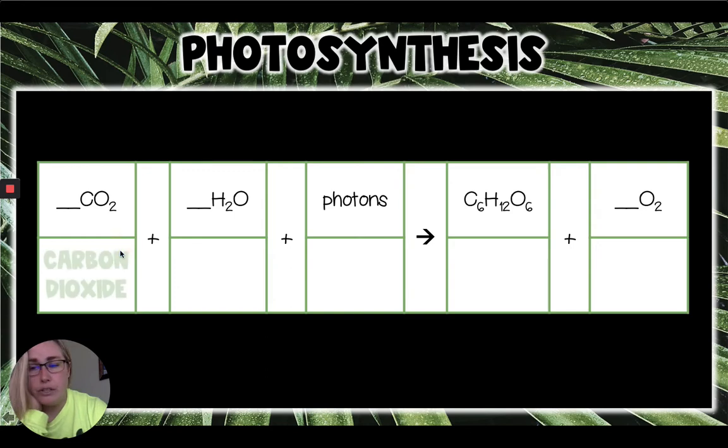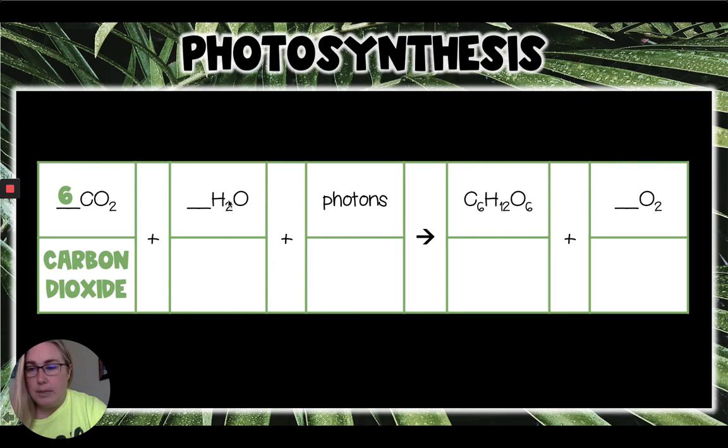So in this first column, we have carbon dioxide. Remember, that's 1 atom of carbon and 2 atoms of oxygen, and they create a carbon dioxide molecule. Now, for photosynthesis to happen, you cannot just have 1 carbon dioxide molecule, you need 6 of them.